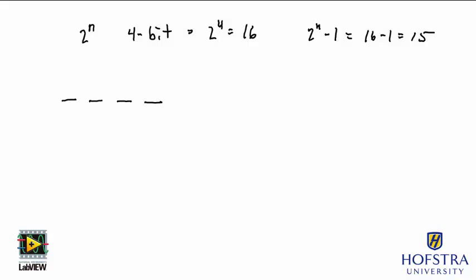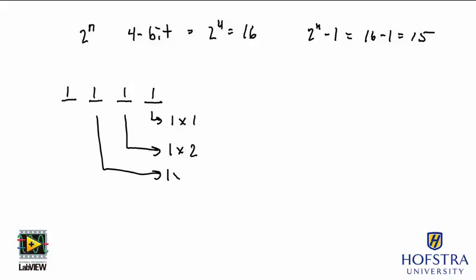The maximum this can be is if every single digit is at its maximum value, or 1, 1, 1, 1. Okay. Well, what number is this? This is the ones column, so we have 1 times 1. This was the 2 column, or 1 times 2. This is the 4 column, or 1 times 4. And lastly, we have the 8 column, or 1 times 8.